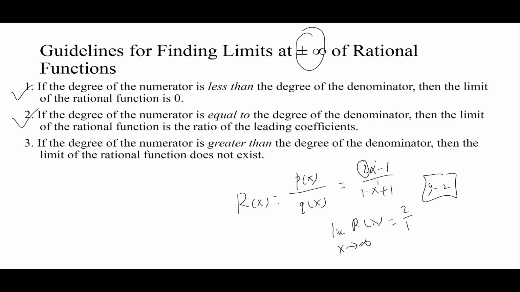There is another situation as well. If the degree of the numerator is greater than the degree of the denominator, then the limit of the rational function does not exist. We cannot find the limit when x approaches positive infinity or negative infinity. In that case, we cannot find the horizontal asymptote. I'm going to give you one example here.